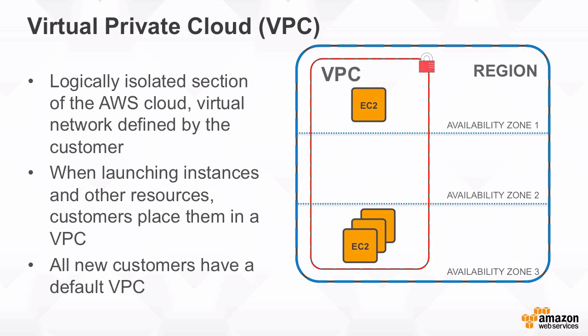The virtual private cloud is a logically isolated section of the AWS cloud where you can define your own virtual network. When launching instances or other resources, you can choose to deploy them into a VPC. Actually, all new customers have a default VPC, so they don't need to create one, but if you create one, you can really define your own networking.